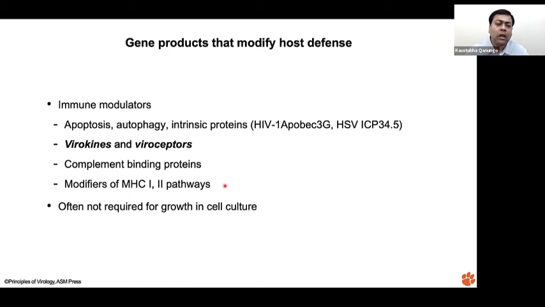And often not required for the growth in the cell culture as well. So that's one of the problems that we have, that the cell culture sometimes, or most of the times, does not have an immune response. And that's one of the reasons it is also difficult to study these products which can modify the host defense mechanism.